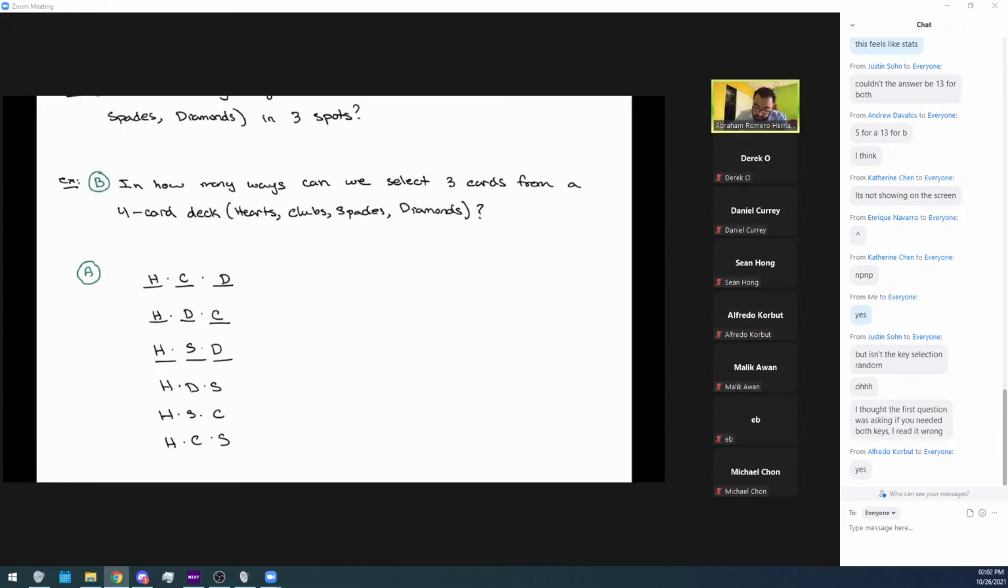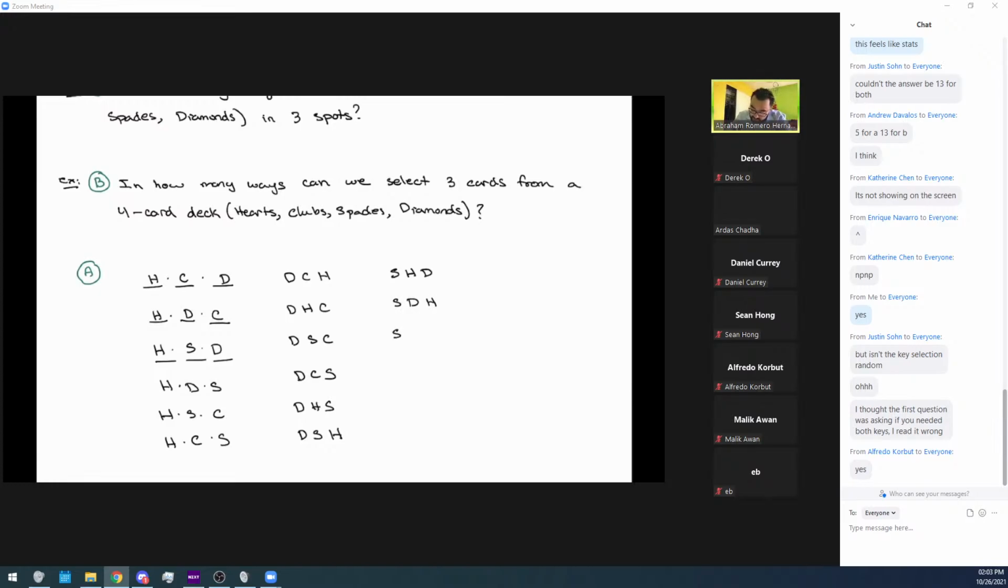Or the first one could have been a diamond, then a club, and then a heart. Or a diamond, a heart, and a club. Could have been a diamond, a spade, and a club. Or diamond, a club, and a spade. Or a diamond, a heart, and a spade. Could have been a diamond, a spade, and a heart. Or it could have been a spade, then a heart, then a diamond, or spade, then a diamond, and then a heart.